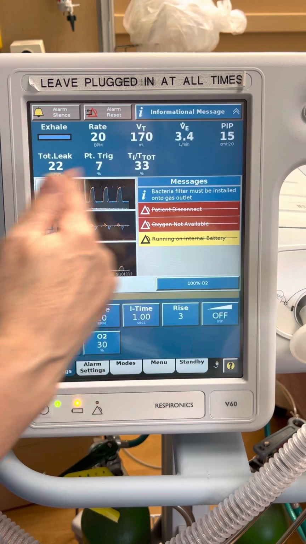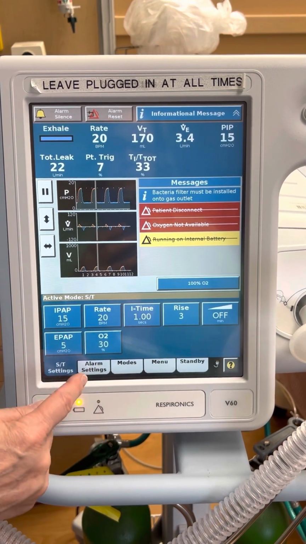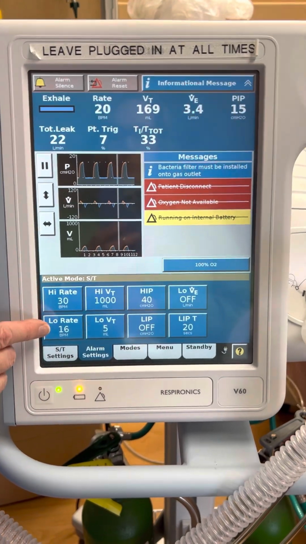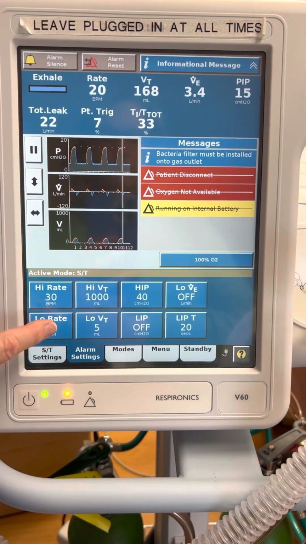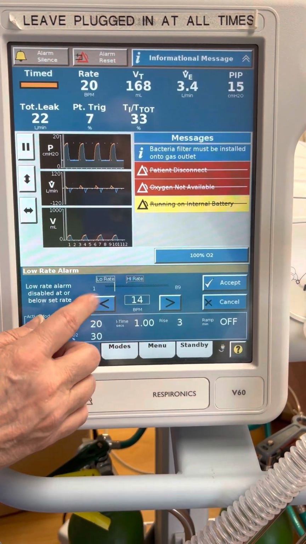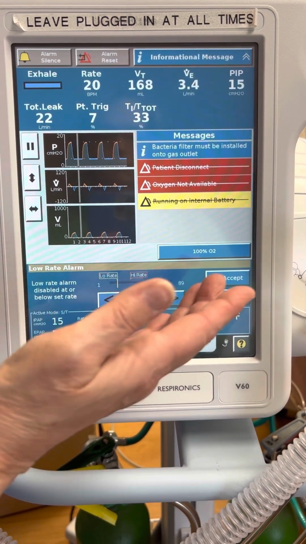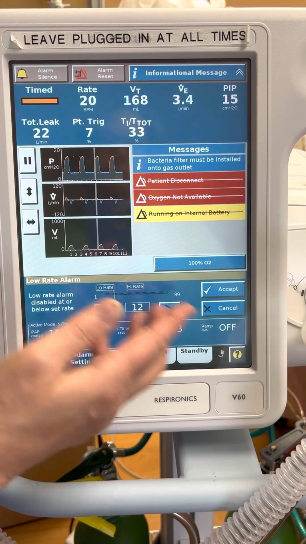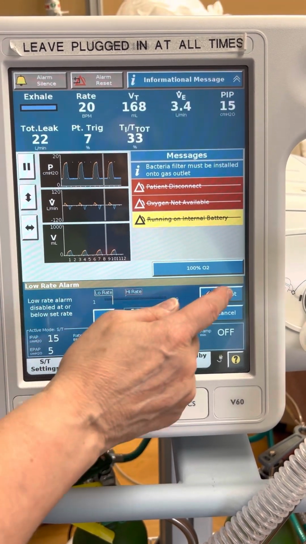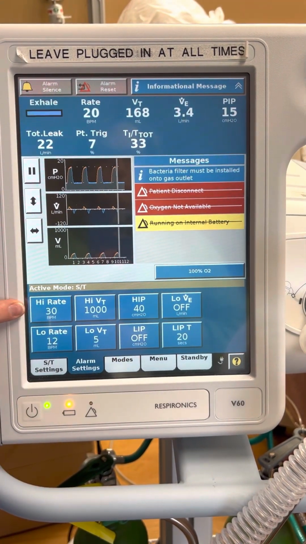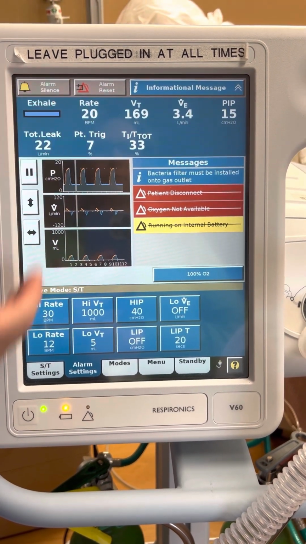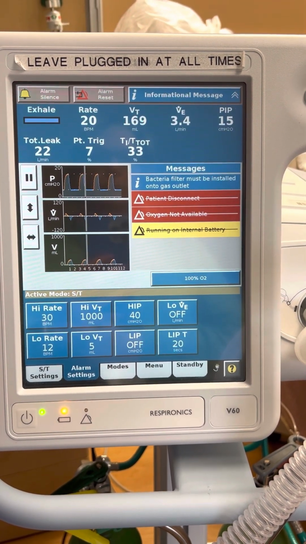So once you do set your stuff up, the next thing you always should do is set your alarms. When you set your alarms, you got your high and low rate. A low rate, let's just say 12. Or if the patient's kind of somnolent, you could go higher or lower, but 12 is a really good range. Then you got your high rate, okay? So what is the patient doing? Okay, he's breathing with the machine right now, so that's fine. You could maybe leave it at about 30.